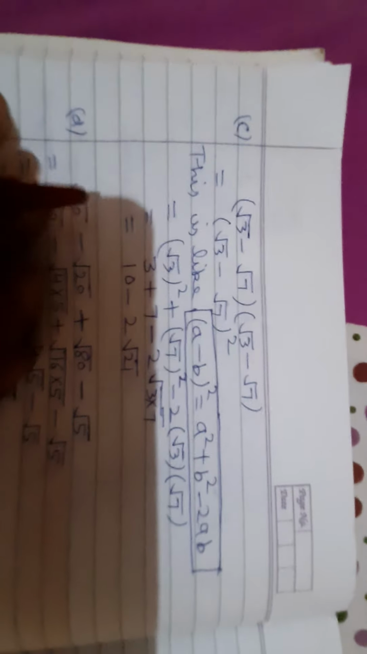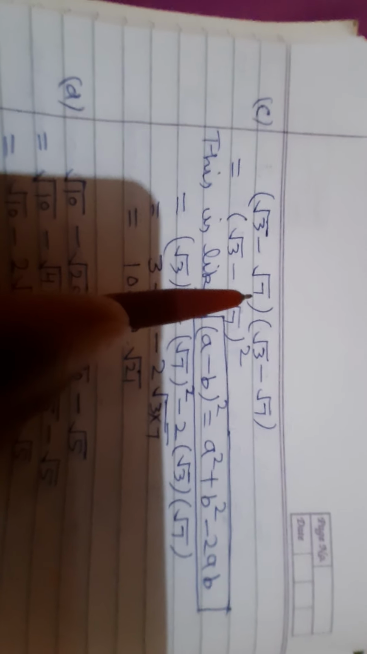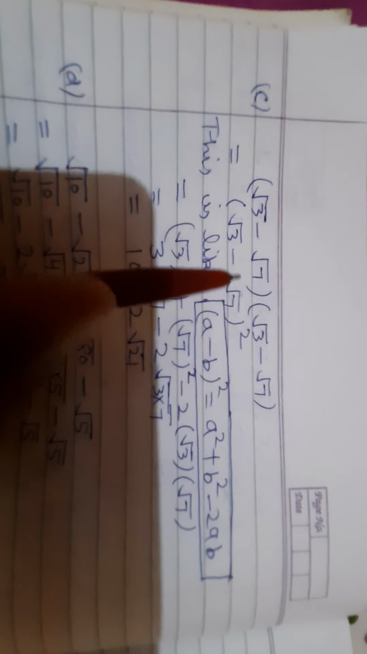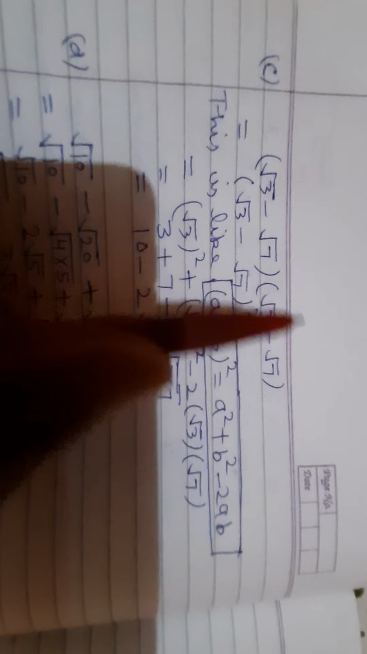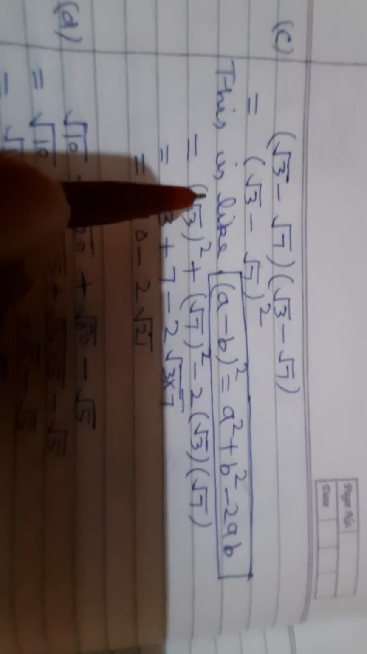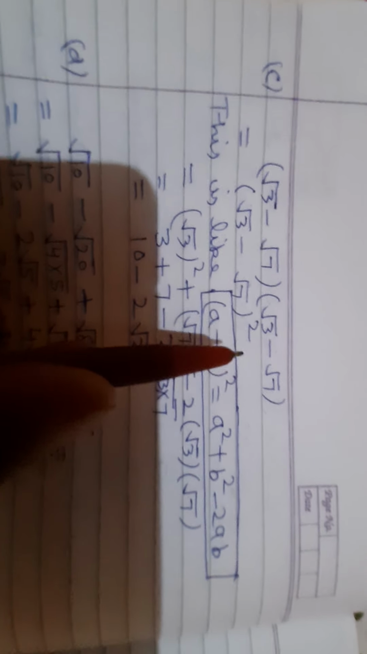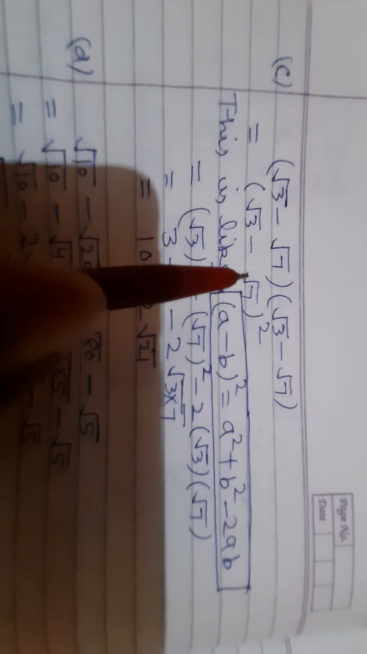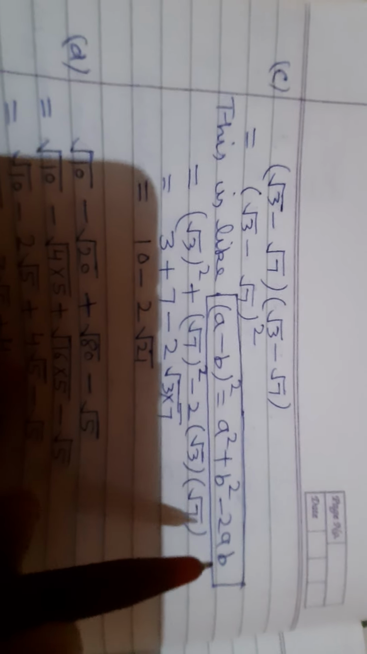Now, one more example related to the use of identities. Under root 3 minus under root 7 is to be multiplied by under root 3 minus under root 7. As you all know, since both are the same, the bases are the same, therefore the exponents will be added. Therefore, we got (under root 3 minus under root 7) whole raised to the power 2. Now, when we observe this, it looks like the identity (a minus b) whole square, which is equal to a square plus b square minus 2ab.